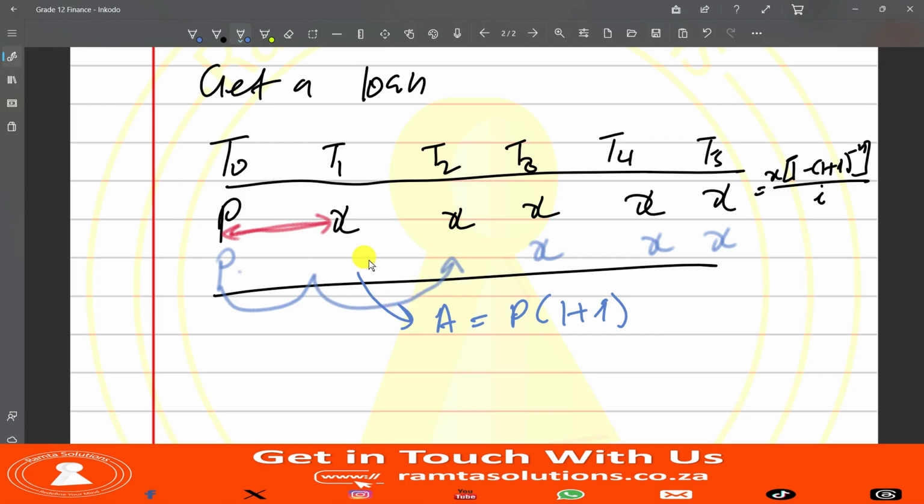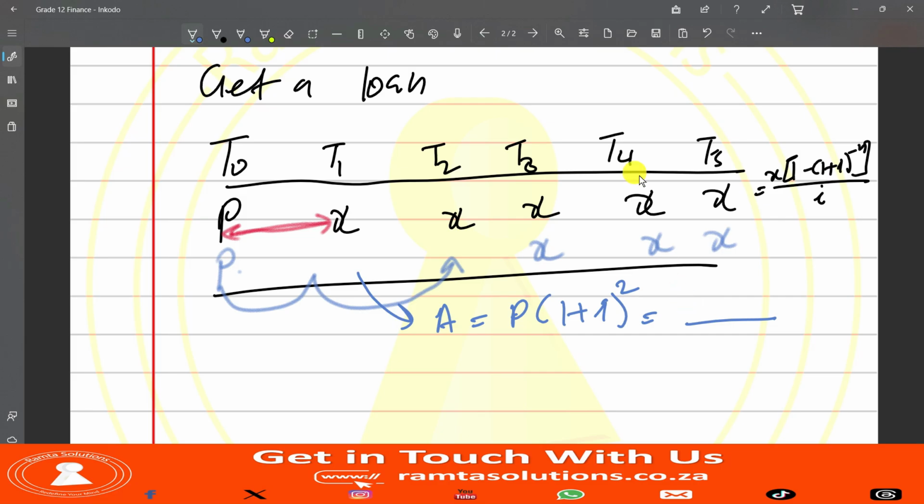Alright? And how many times have you moved him? Twice. Hence you will say this guy here is this. Alright? So you get whatever value you got there. This is the new amount of the loan.